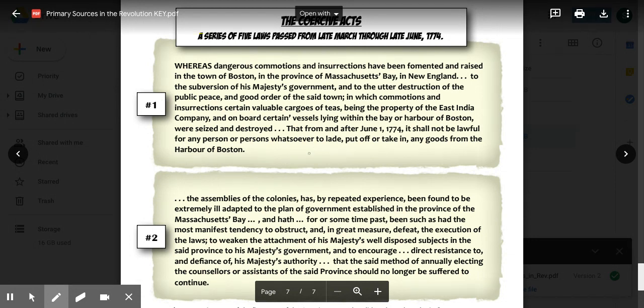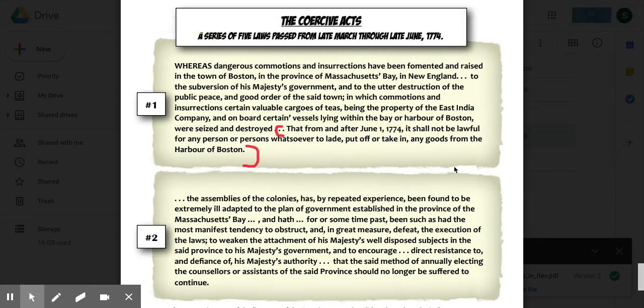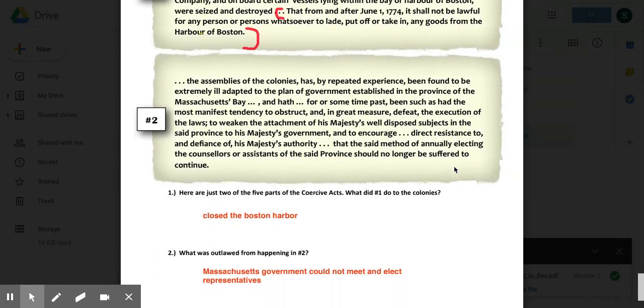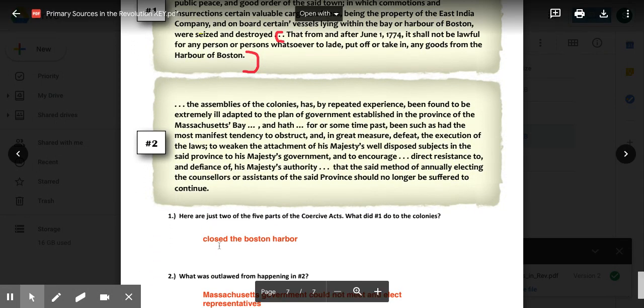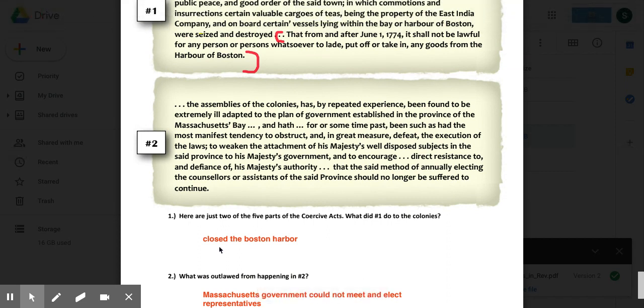1774, it shall not be lawful for any person or persons whatsoever to lade, put off, or take any goods from the harbor of Boston. So what they're doing here, I'm just going to put a bracket around that, guys. They're saying your punishment for destroying tea from a British company, destroying the public peace, being a nuisance in public, all this stuff, is that we're going to close down the harbor of Boston. That's why I have for the answer for number one, close the Boston harbor.